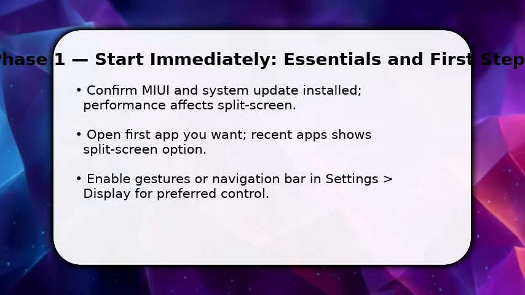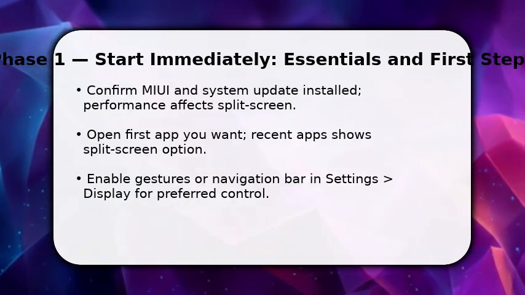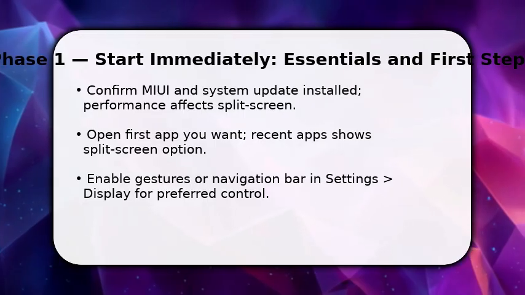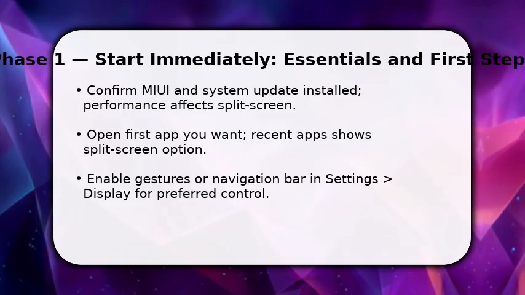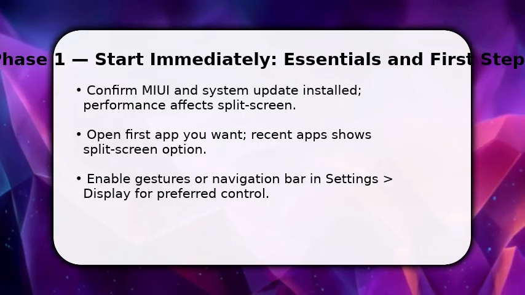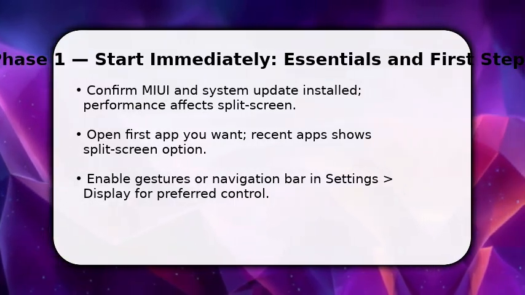Enjoy the video. You start by confirming your Redmi 13C is updated and running smoothly, because split screen relies on system stability and memory. Once done, open the primary app you want to use, then tap the Recent Apps button or gesture to view multitasking.